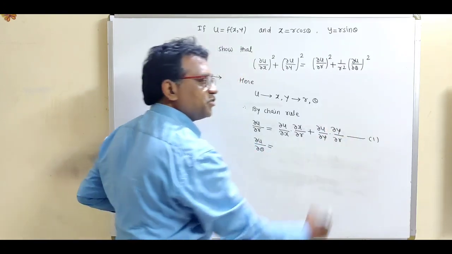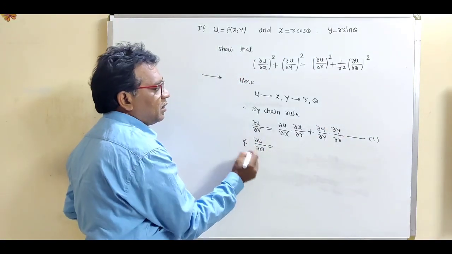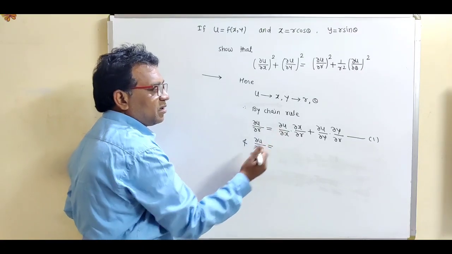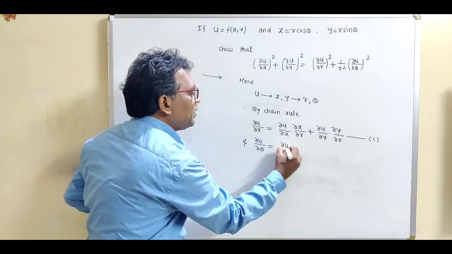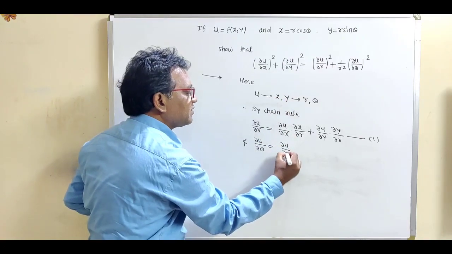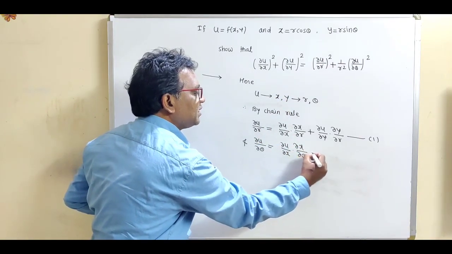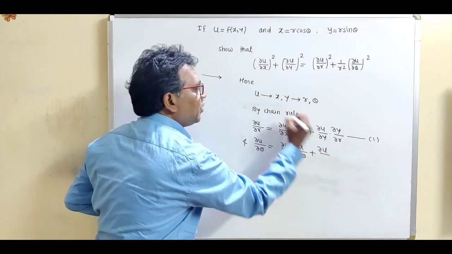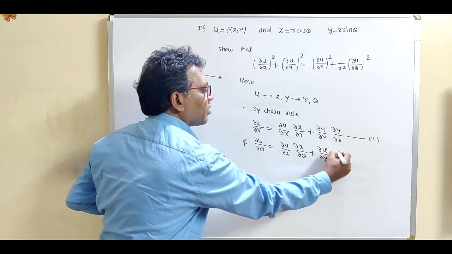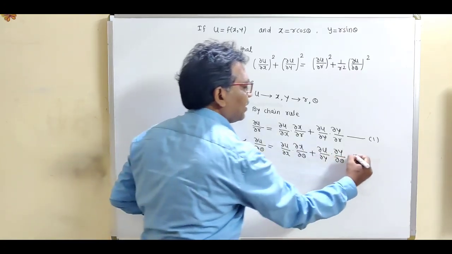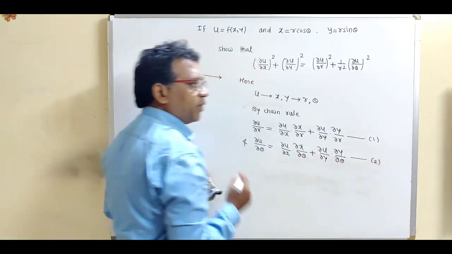This is, suppose, equation number 1, and this second rule, del u by del theta, is given by, just write down the same term, del u by first variable x cross this del x divided by same term which is del theta, plus del u by second variable y cross this del y divided by same term which is del theta. So this is, suppose, equation number 2.